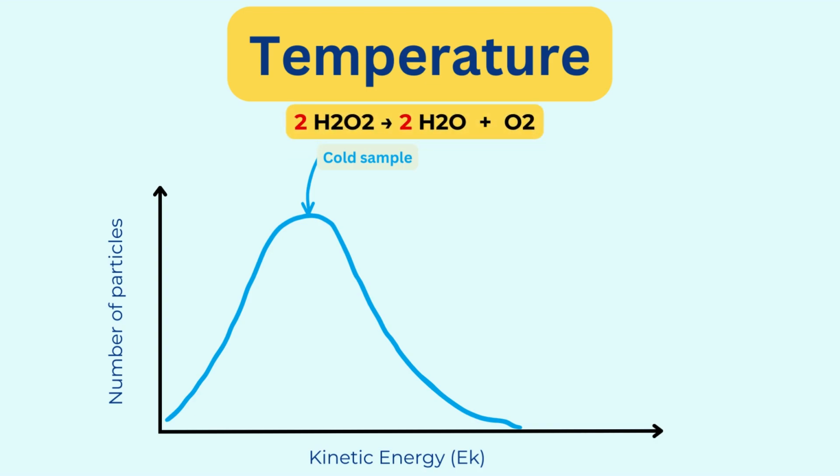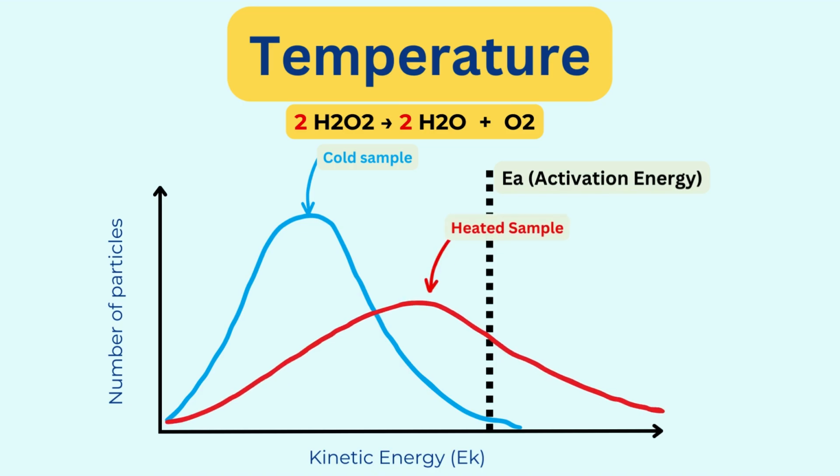When hydrogen peroxide decomposes to form water and oxygen at room temperature, it's a slow process, as most particles lack the energy for the move. But crank up the heat, and it's a whole different game. The distribution shifts. More particles hit the scene with the right energy, and the reaction takes off. So in a nutshell, heating not only increases collisions, but also ensures that a greater proportion of these collisions are successful.